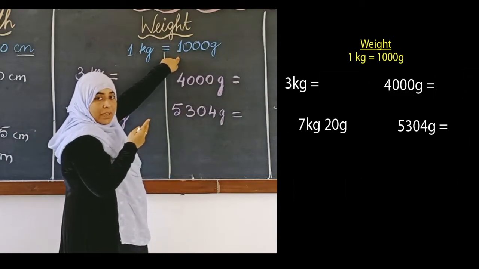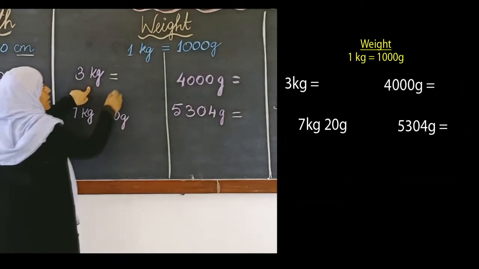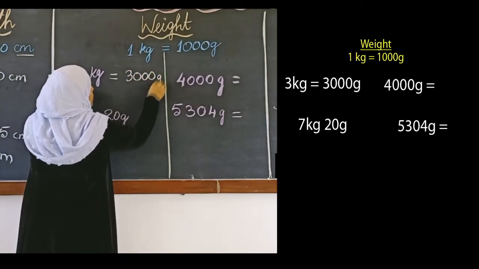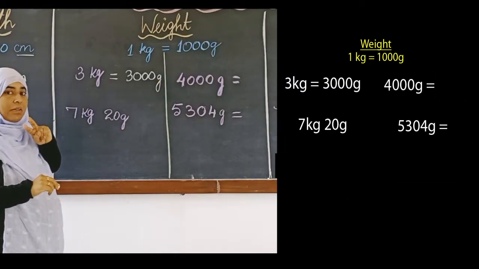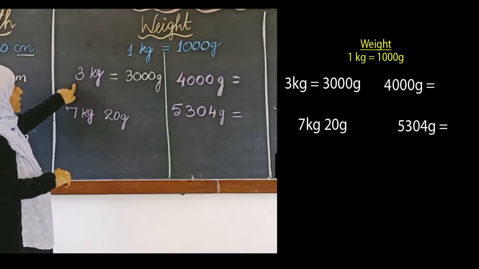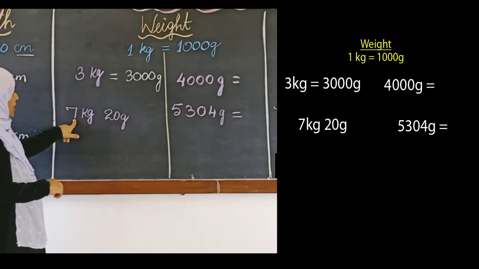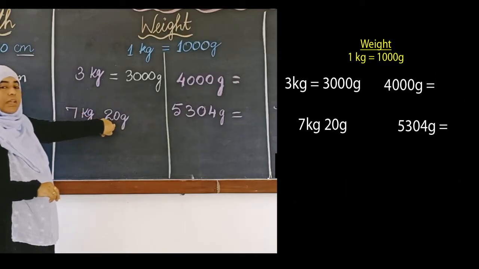So 2 kgs will be 2000 grams. So 3 kgs will be 3000 grams. Okay, so 1 kg is 1000 grams, 2 kg will be 2000, so 3 kg will be 3000 grams.